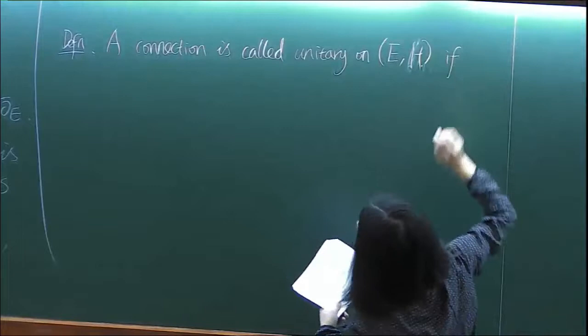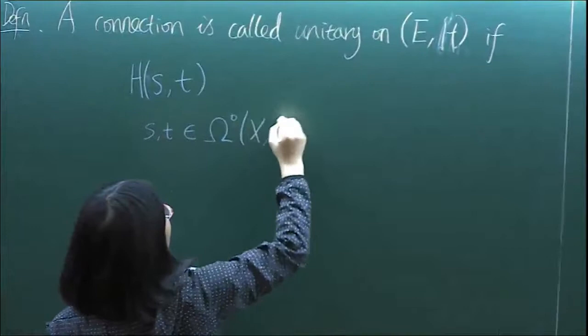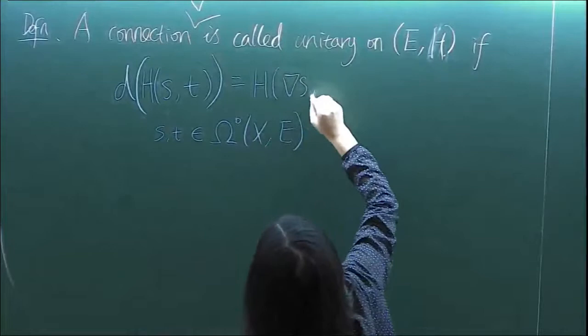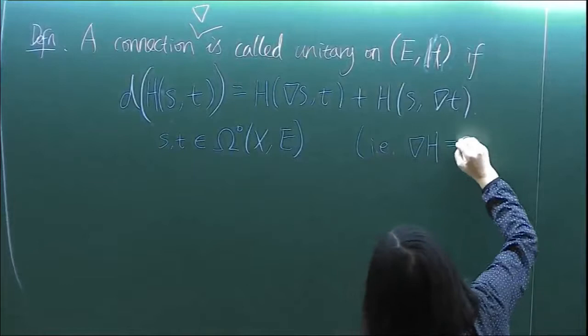If it satisfies, whenever I have two sections on E, I do derivative on this function, it's the same as doing on each variable. So equivalently, this means the Laplace of A to itself equal to zero.